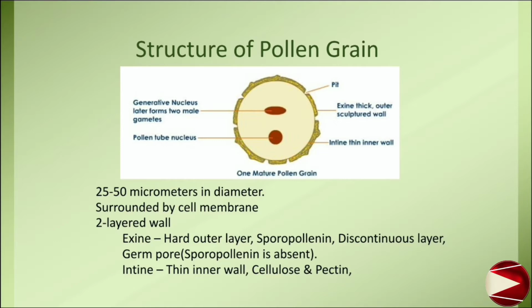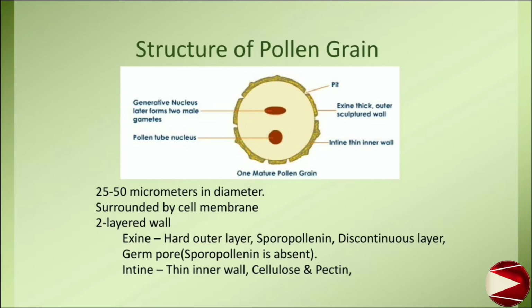The cytoplasm of the pollen grain is surrounded by a cell membrane. Outside the cell membrane, there are 2 layers. The hard outer layer is called exine. It is made up of sporopollenin, one of the most resistant organic materials known. It can withstand high temperatures, strong acids, and alkali. No enzyme that degrades sporopollenin is so far known.